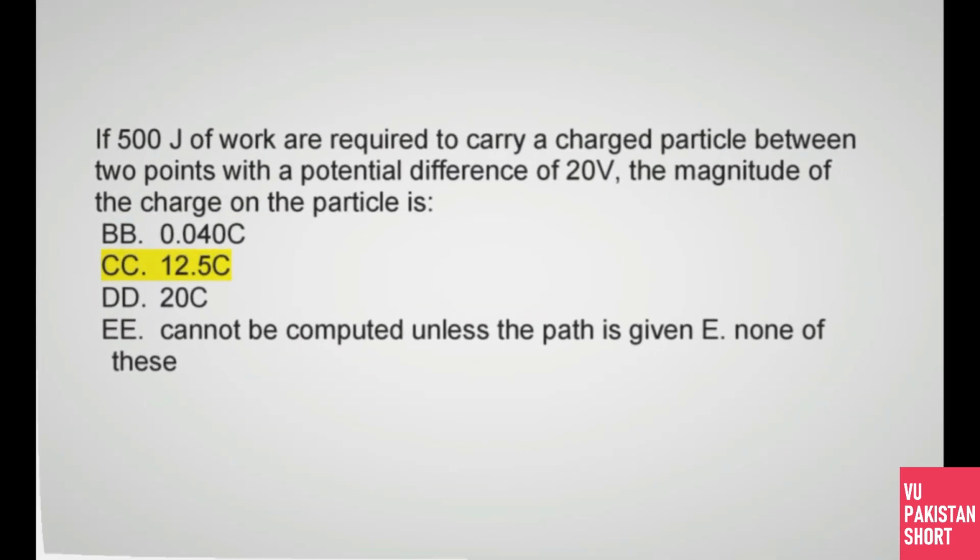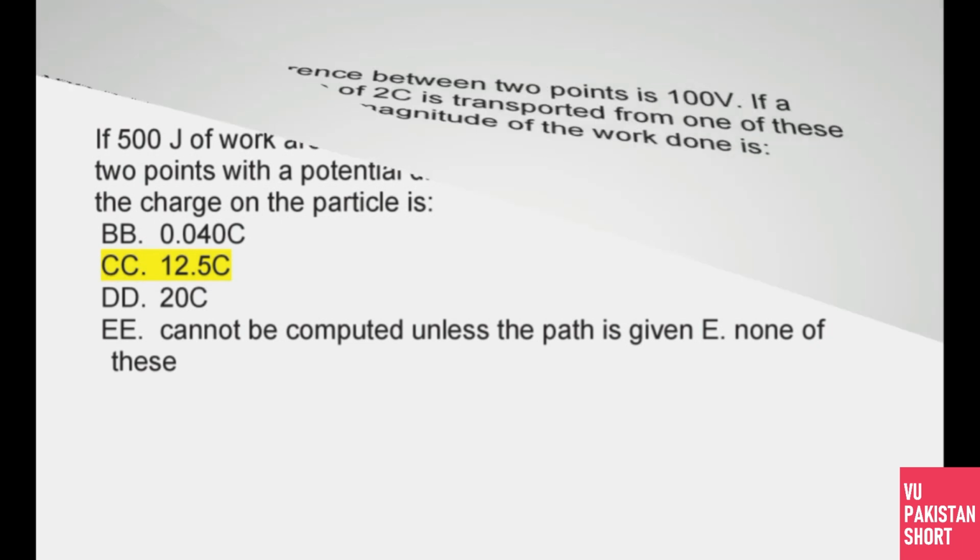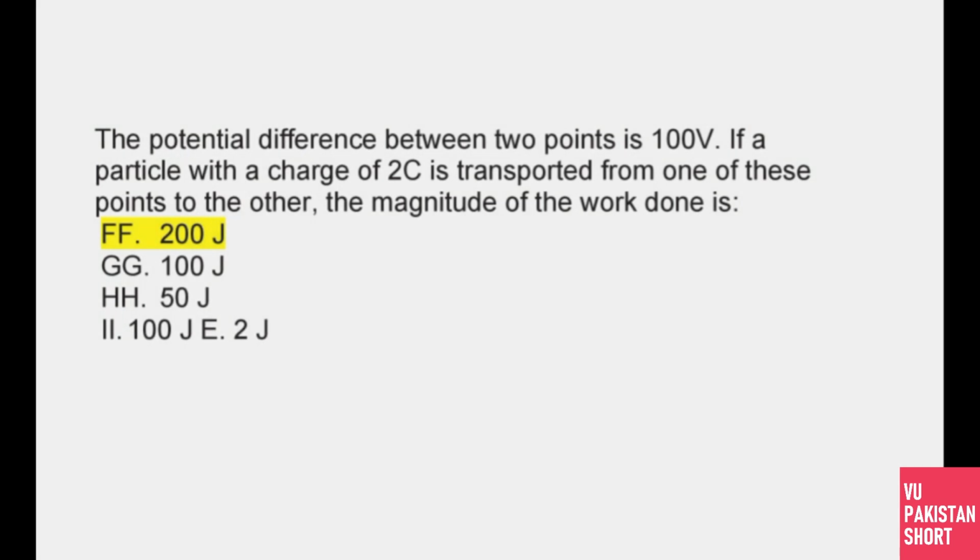सही आंसर है आपका. If 500 joules of work are required to carry a charged particle between 2 points with a potential difference of 20 वोल्ट, the magnitude of the charge कितना होगा, वो होगा आपका 12.5 C। अब the potential difference between 2 points is 100 volt. If a particle with a charge of 2C is transported from one of these points to the other, the magnitude of the work done is 20 joule.